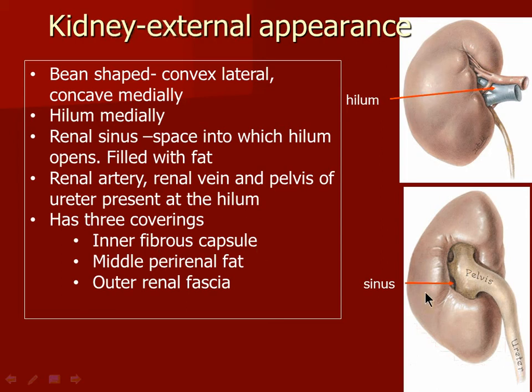Now the kidney has three coverings. So you have an inner covering, and then you'll have a second layer and a third layer. The inner covering is called the fibrous capsule. The middle layer is a layer of fat, and since it goes around the kidney, it's called perirenal, peri meaning going around, like perimeter. And the outer is again just condensation of fascia called renal fascia.